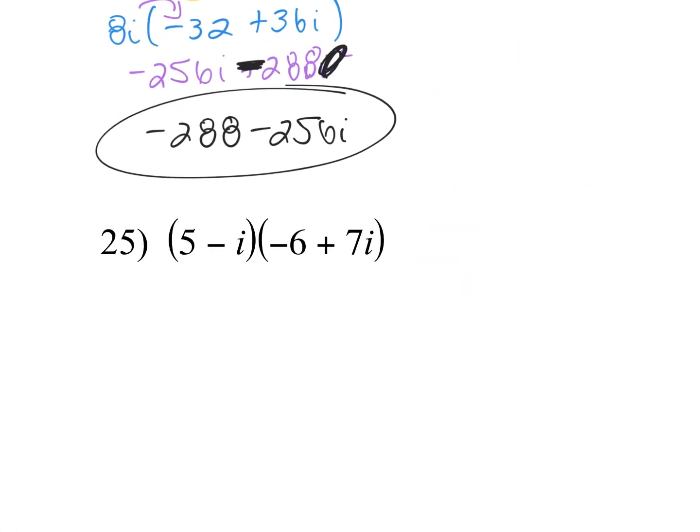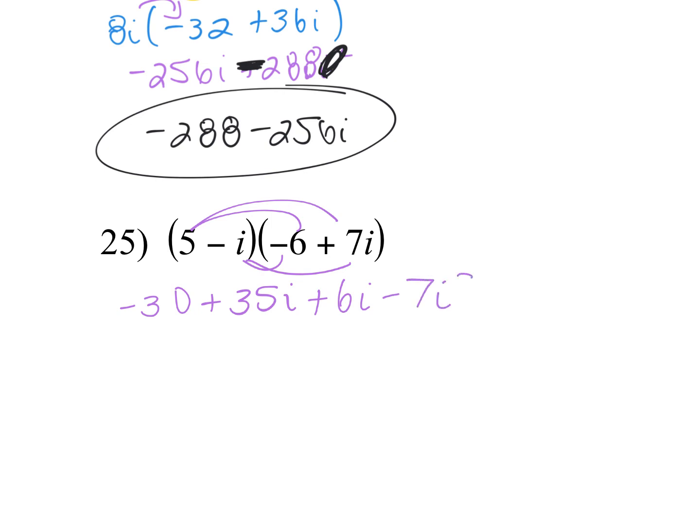25 is going to go quick because all we're doing is FOILing. What's 5 times negative 6? Negative 30. 5 times 7i is plus 35i. Negative i and negative 6 is plus 6i. Negative i and 7i is minus 7i squared.